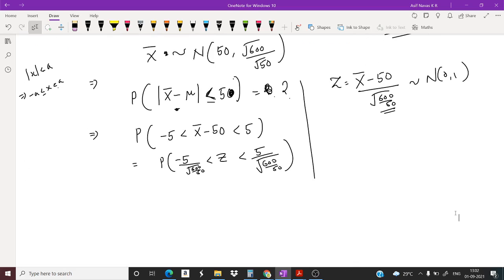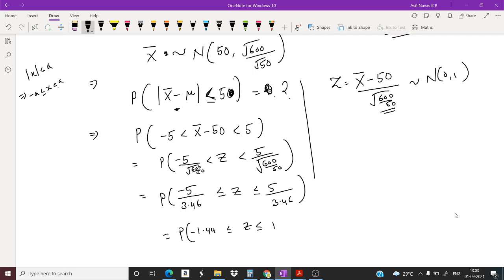Now we have to calculate what is root 600 divided by 50. Root of 600 divided by 50 is 3.46. So the probability of minus 5 divided by 3.46 less than or equal to Z less than or equal to 5 divided by 3.46 is the probability of minus 1.44 less than or equal to Z less than or equal to 1.44.